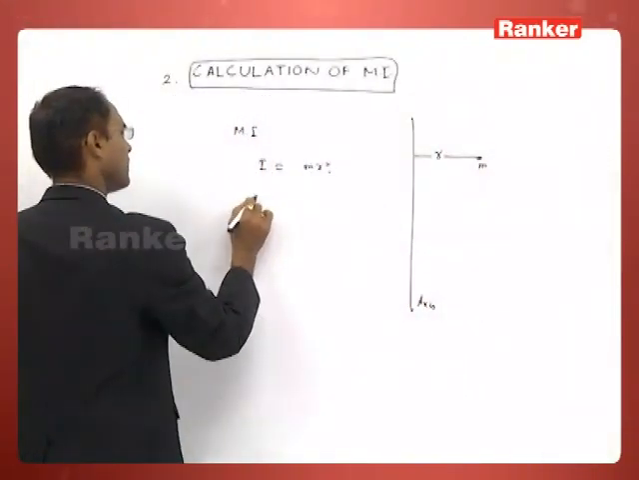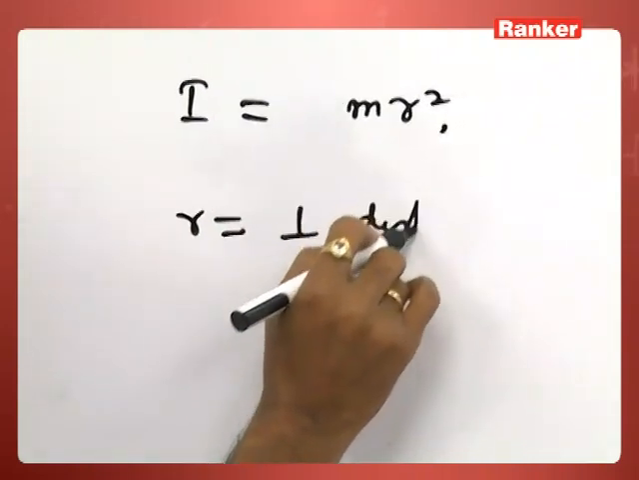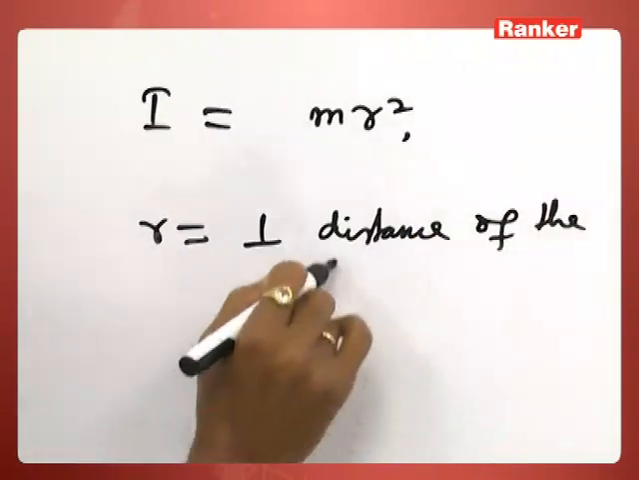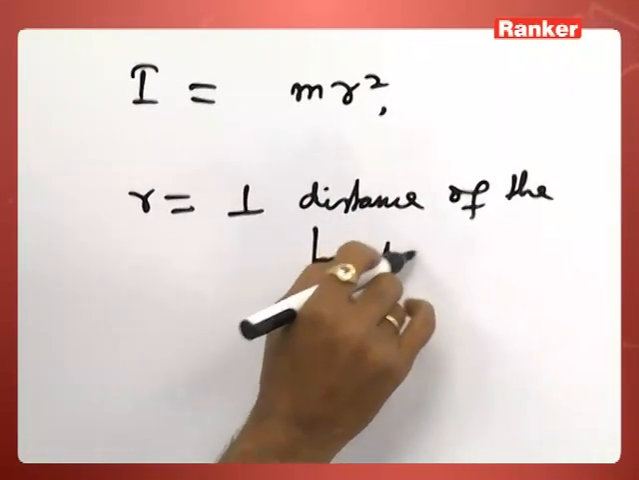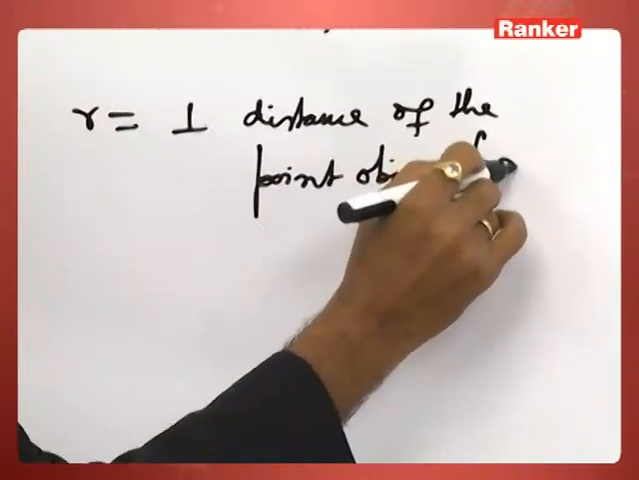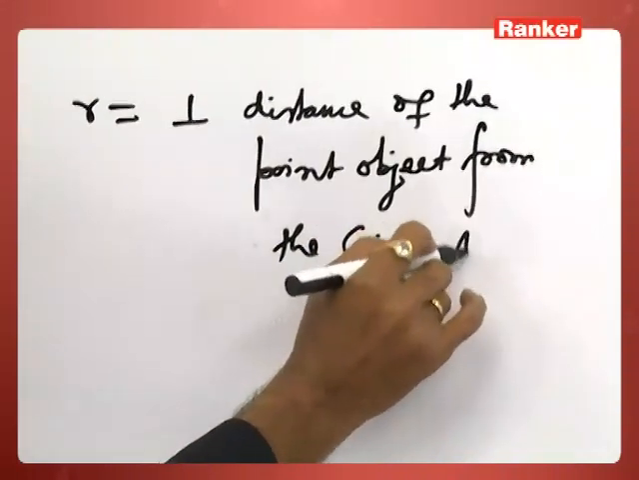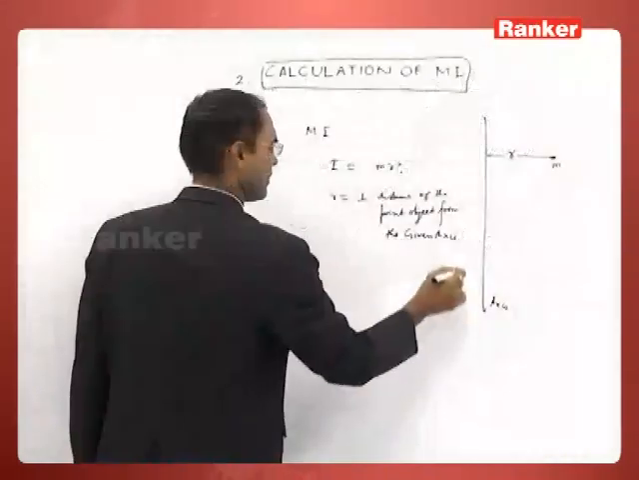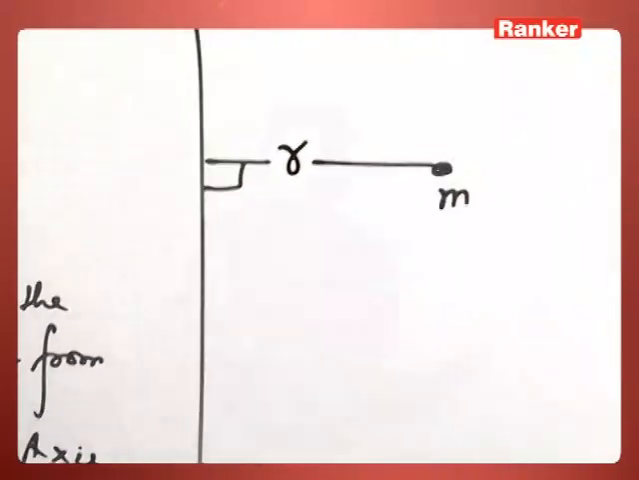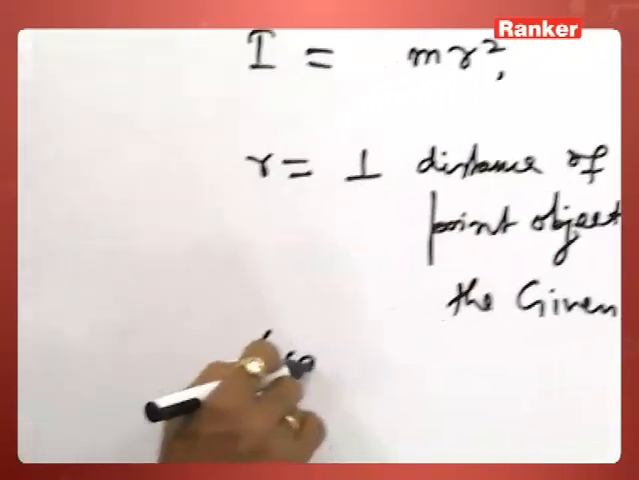R is the perpendicular distance of the point object from the axis given. This is the given axis. This is the perpendicular distance. This is a scalar quantity.